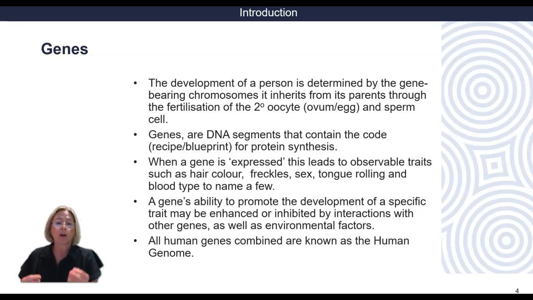This might be hair color, the presence of freckles, determining sex, the ability to roll your tongue, and your blood type, to name just a few. It's a little bit more complicated than all of that, though. A gene's ability to promote the development of a specific trait may be enhanced or inhibited by interactions with other genes, as well as environmental factors that we'll talk about later. And all of the human genes combined together are known as the human genome.